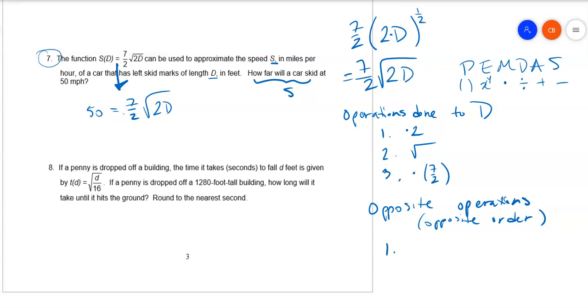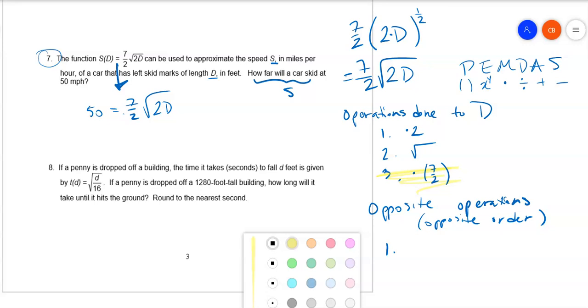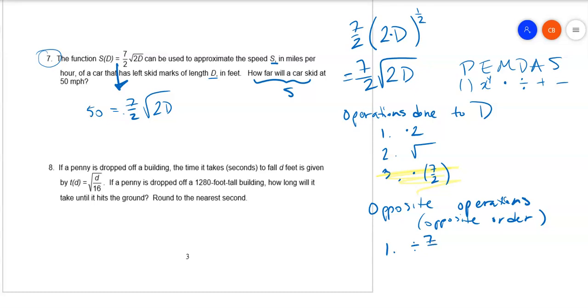And so what that means is that the first thing that we should do is undo the operation that's being done, the one that goes times 7/2. The opposite operation of times 7/2 would be divided by 7/2. Or else, I don't ever like to think about dividing by 7/2, because dividing by fractions to me is very annoying. What you can also do in order to undo a multiplication by a fraction is to multiply times the reciprocal.